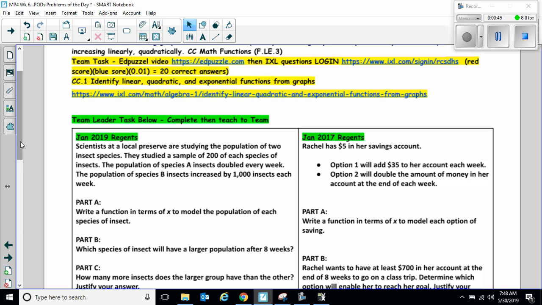Let's think about what's going on here. We have 200 insects altogether: 100 in sample A and 100 in sample B. What we have to do is model the functions of each sample. So how might we best accomplish that? Pause the video and think about whether we could create a rate table that would mirror what's going on here. Then come on back.